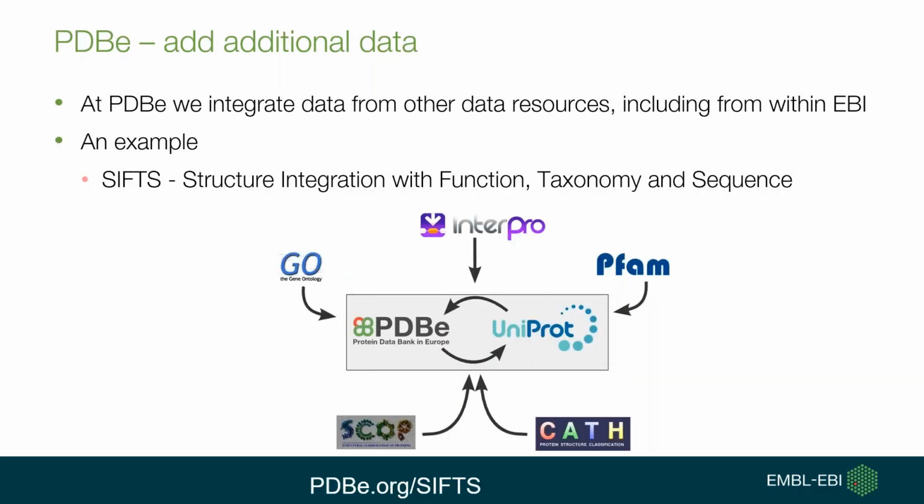This allows us to add additional data to the data that you get just from the mmCIF file. An example of this is the SIFTS project, which is a collaboration with UniProt, where we add additional data from Gene Ontology, InterPro, UniProt, Pfam, and structural domains of SCOP and CATH all together into the data that we have and serve directly from PDBe.